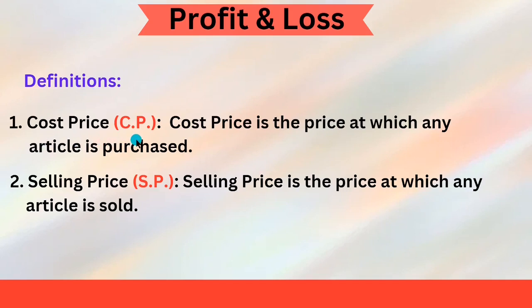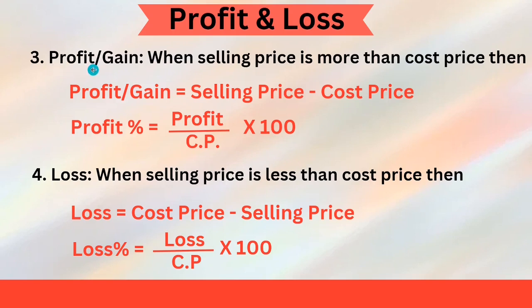Cost price, usually denoted by CP. Cost price is the price at which any article is purchased. The second term is selling price, usually denoted by SP. Selling price is the price at which any article is sold. The third term is profit or gain.